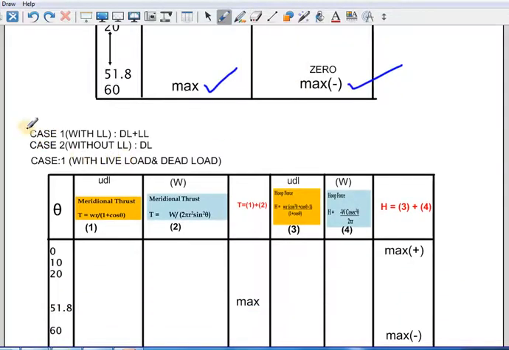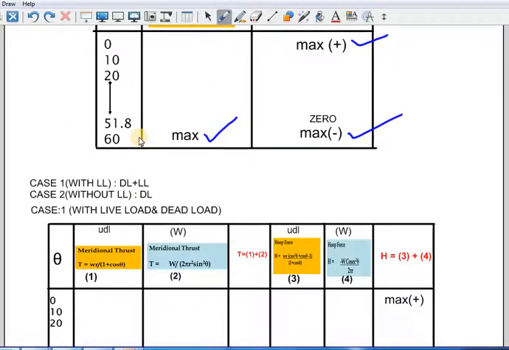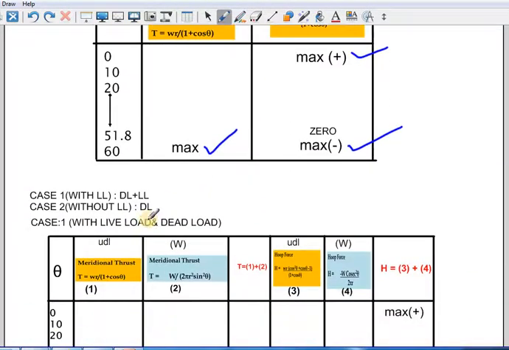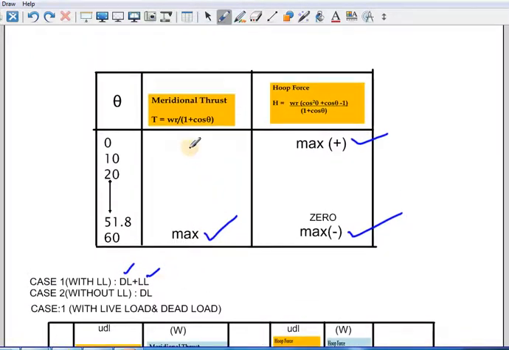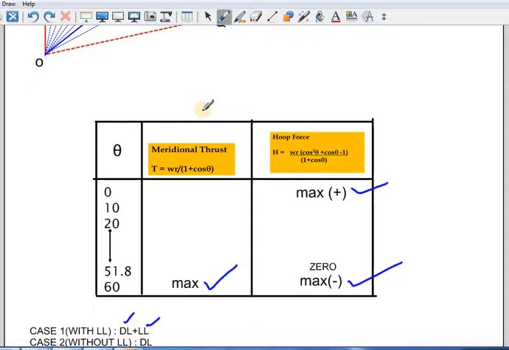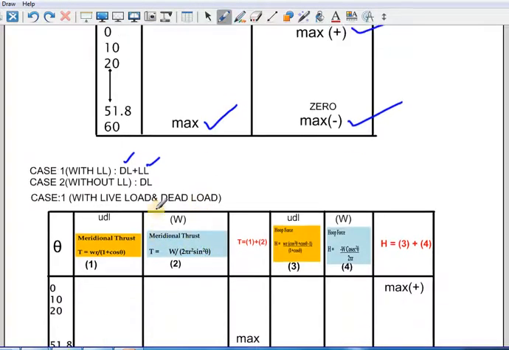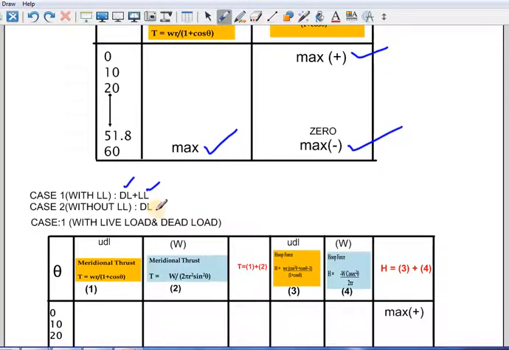Another variation in this case is, suppose you have a dead load. This is the case only with the dead load. When you have dead load and live load, you should consider two cases. One is dead load with live load, and another case is without live load, dead load alone.